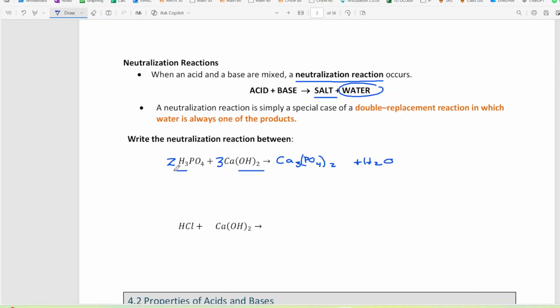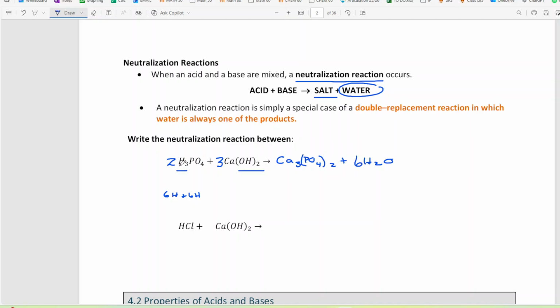So you'll see I have 6 hydrogens from this compound, and then I have another 2 times 3, I have another 6 hydrogens from the calcium hydroxide. So that's going to be 12 hydrogens, which means I'm going to need 12 hydrogens on the right. So I'm going to have 6 of these, and then let's double check the oxygens.